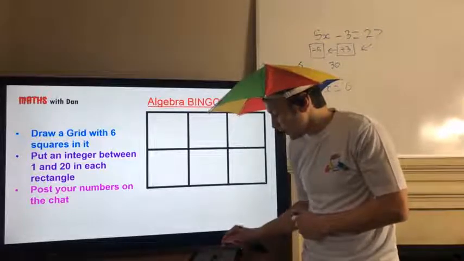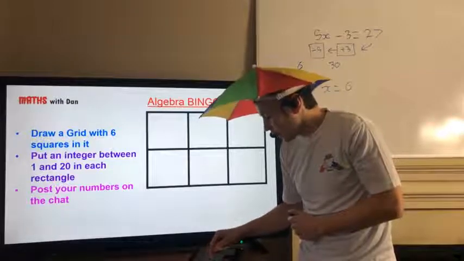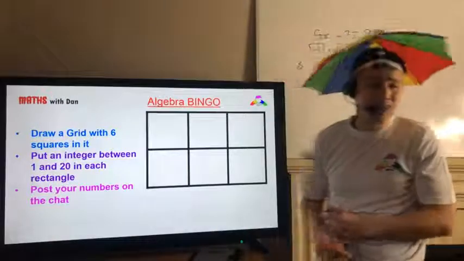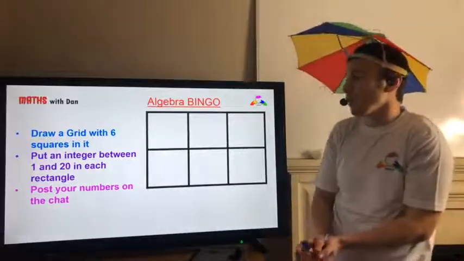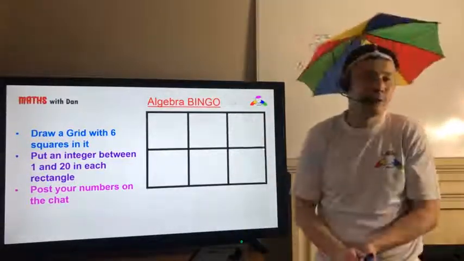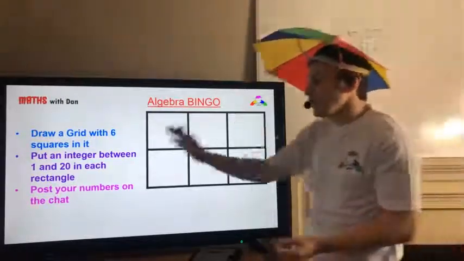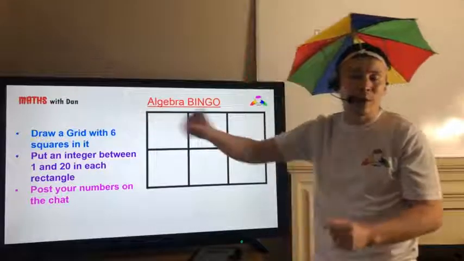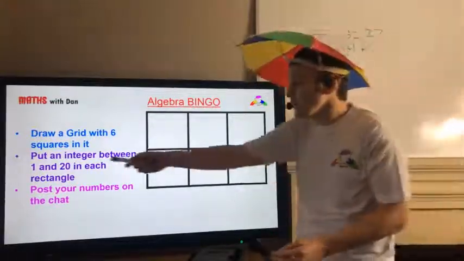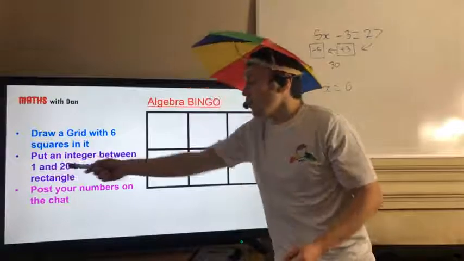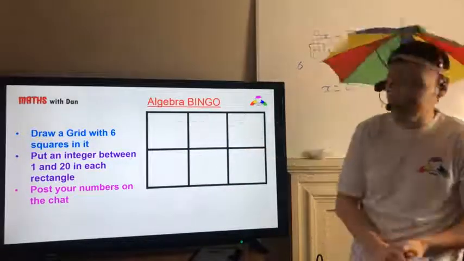Anyone got any ideas? A whole number, brilliant. It's a whole number. I could just say a number, couldn't I? But when I say a number between 1 and 20, you could put 2.4 in there or 3.5, couldn't you? Obviously no one does, but an integer means a whole number. No decimals allowed. You can have negatives, but no decimals. So in this, I want all your numbers between 1 and 20, whole numbers. Just choose 6 of them.